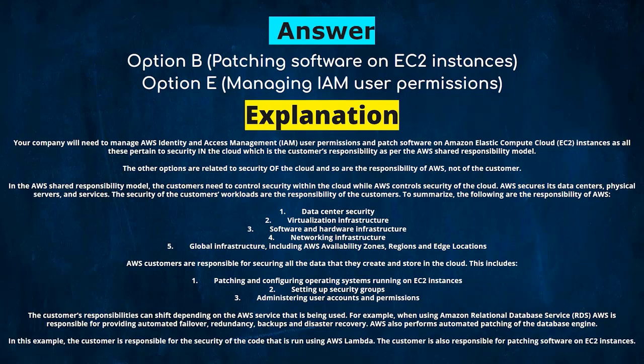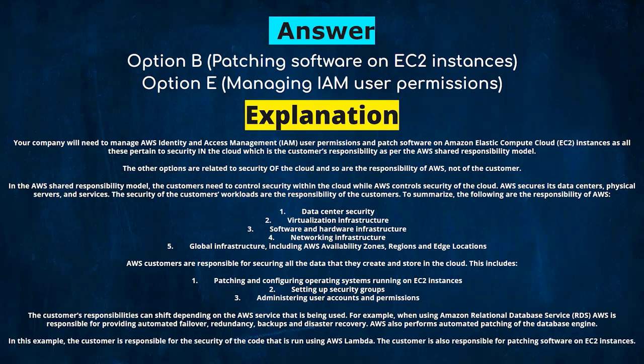To summarize, the following are the responsibility of AWS. Number 1. Data center security. 2. Virtualization infrastructure. 3. Software and hardware infrastructure. Number 4. Networking infrastructure. 5. Global infrastructure including AWS availability zones, regions, and edge locations.